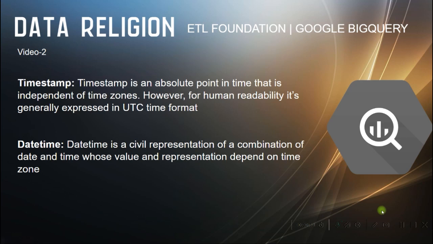Now, date time is very different. Date time is a civil representation of a combination of date and time, and it's absolutely dependent on time zone. So remember, timestamp is not dependent on time zones. It's an absolute value. But date time values might vary depending on which time zone you are in.